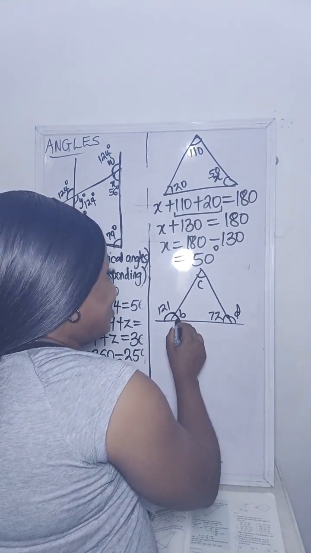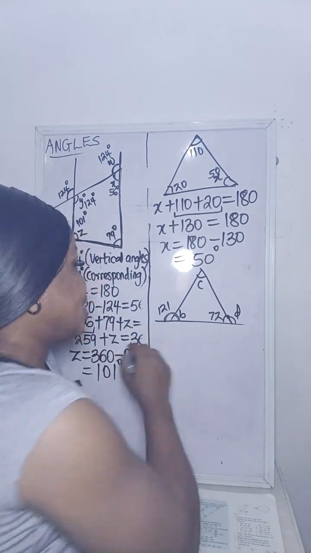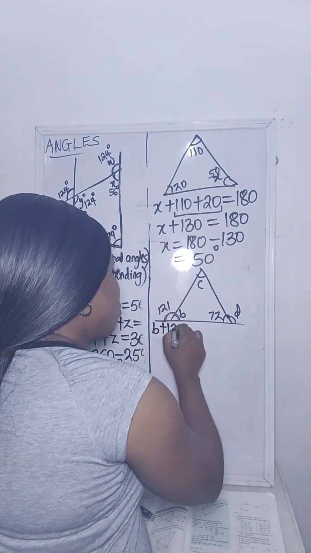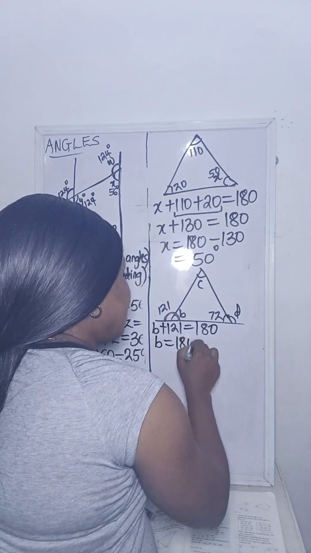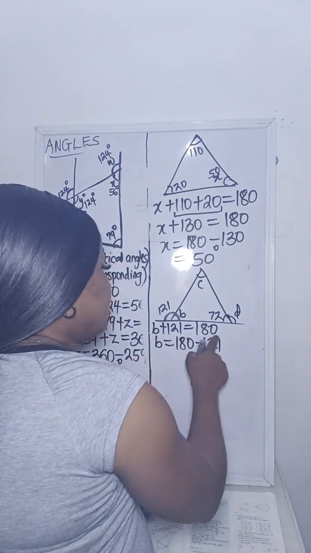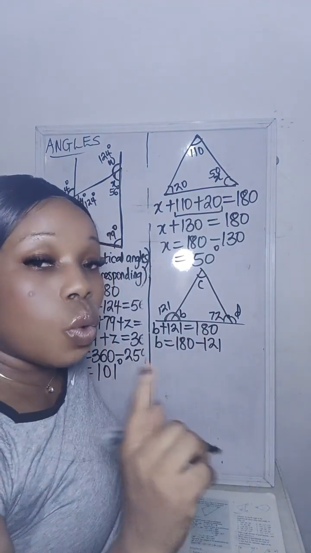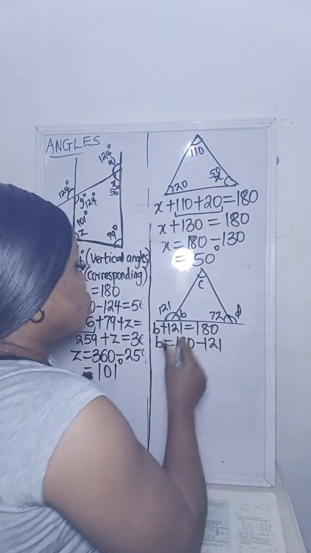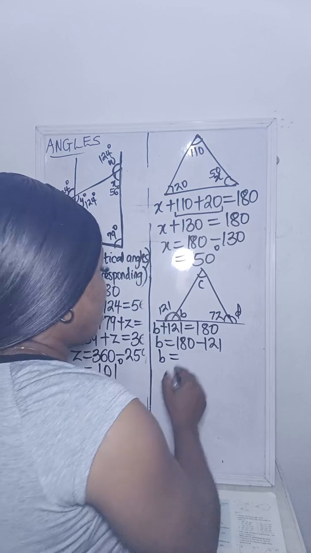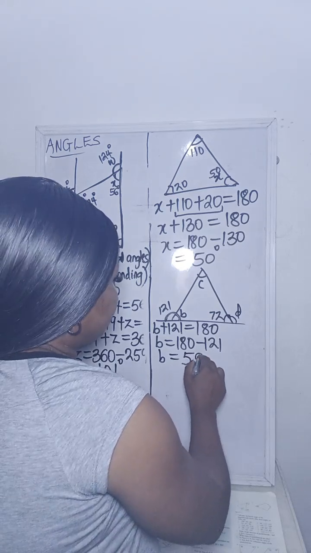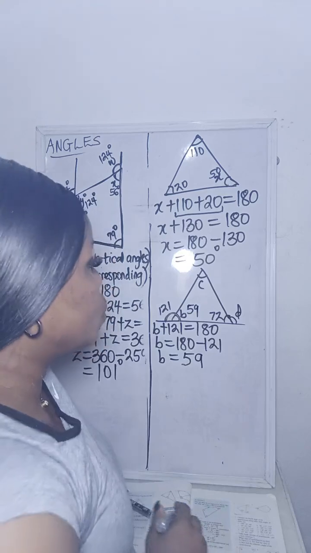So these two angles are on a straight line. That means that they sum up to 180. So B plus 121 equals 180. B equals 180 minus 121. The reason for this is that angles on a straight line equal 180. So 180 minus 121, and our value for B is 59.